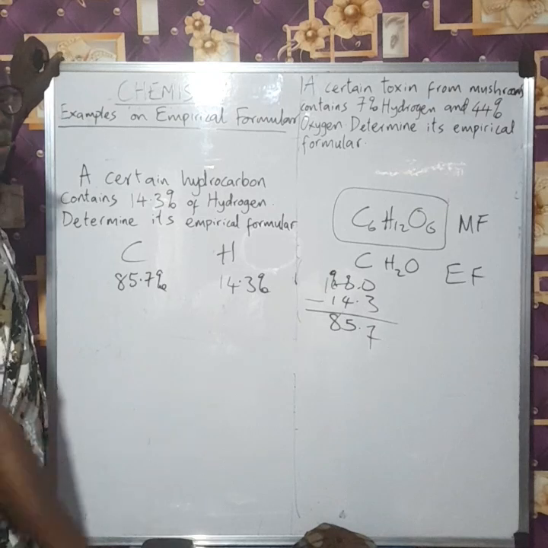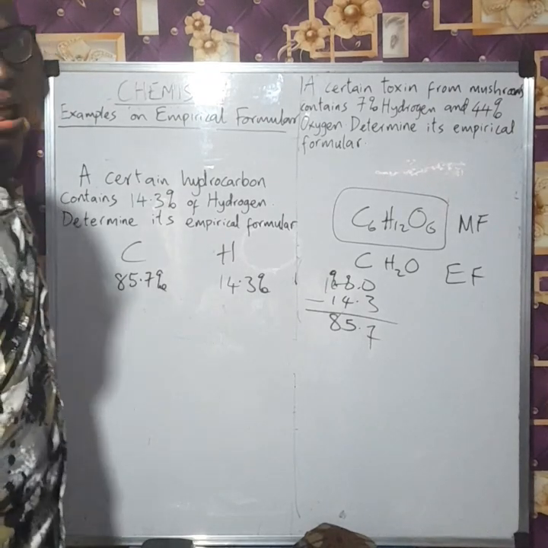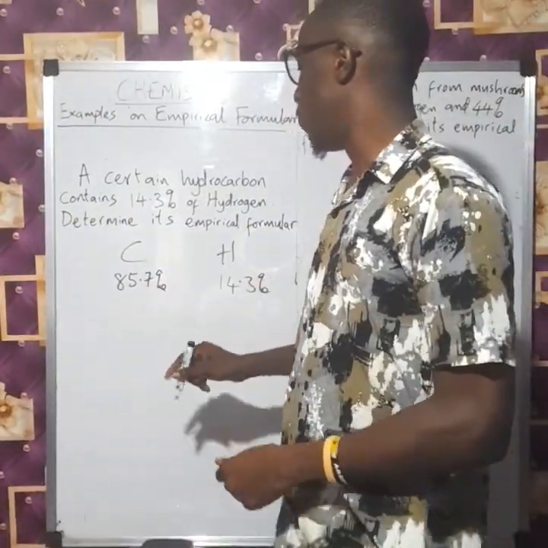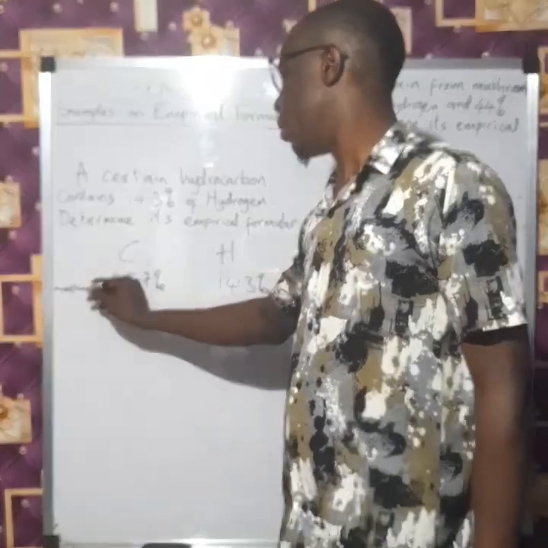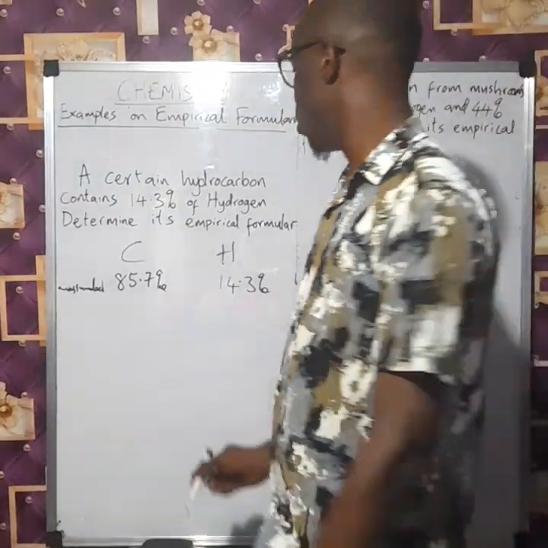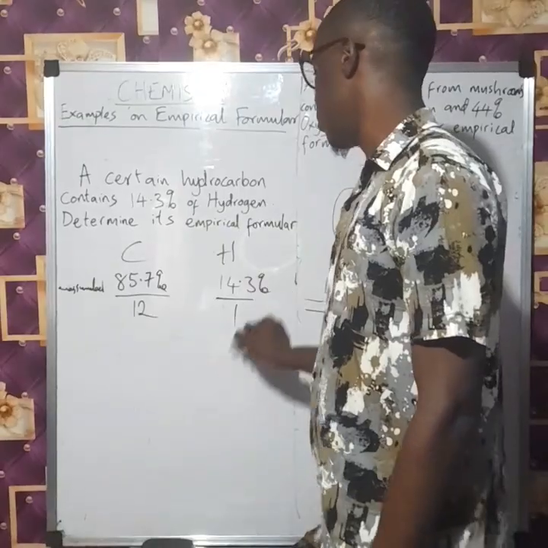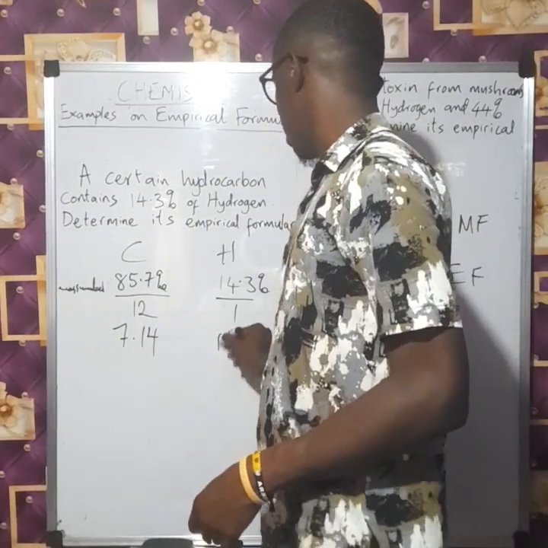So the next thing we do is to divide the percentages by the mass number. Can somebody tell me? For you to get the simplest form, divide by your mass number. In this case, the mass number of carbon is 12, and for hydrogen it is 1. So 85.7 divided by 12 will give me 7.14, and hydrogen is 14.3.